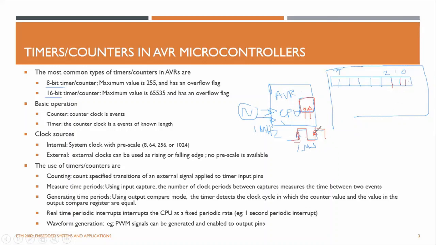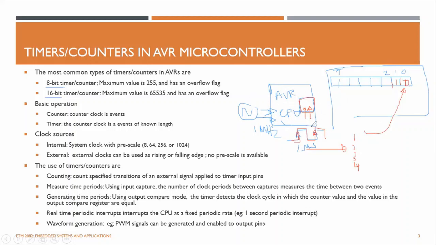Update this one, and in the next cycle, 2 pulses count, so the number will be 1 and 0. Likewise, clock pulses go 1, 2, 3, 4, and 5, over time. So it will update this register. And that is how we use the internal timer.